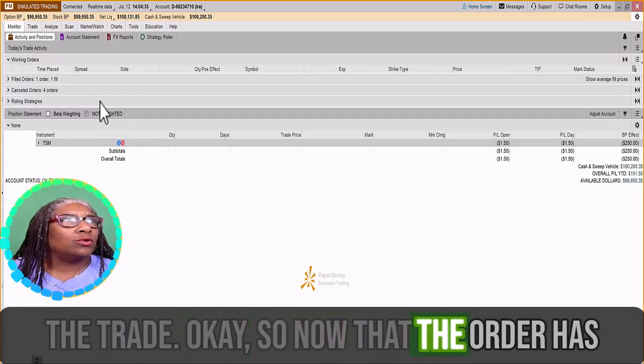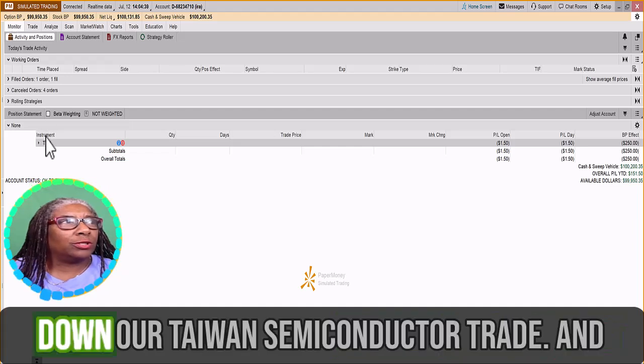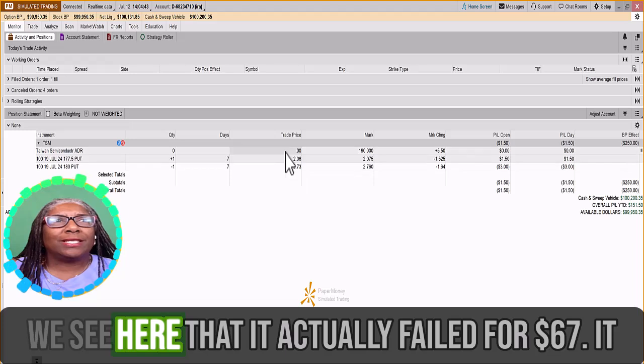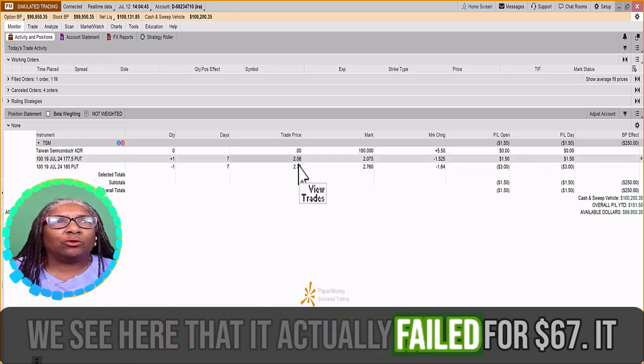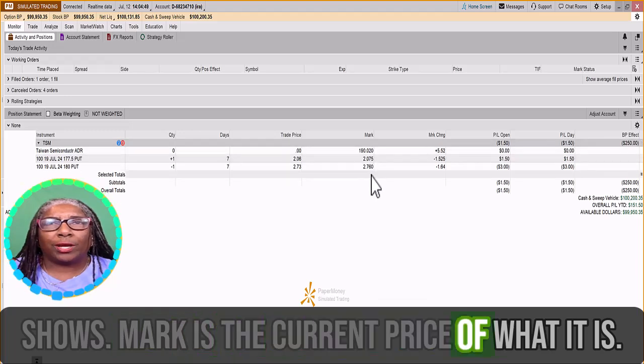Okay, so now that the order has filled, we can go to the monitor tab and drop down our Taiwan Semiconductors trade. And we see here that it actually filled for $67. It shows mark is the current price of what it is.